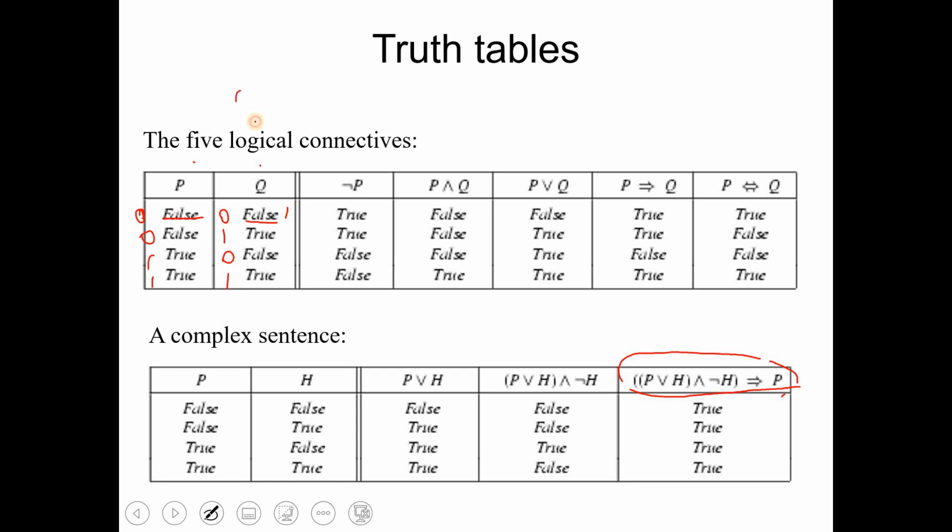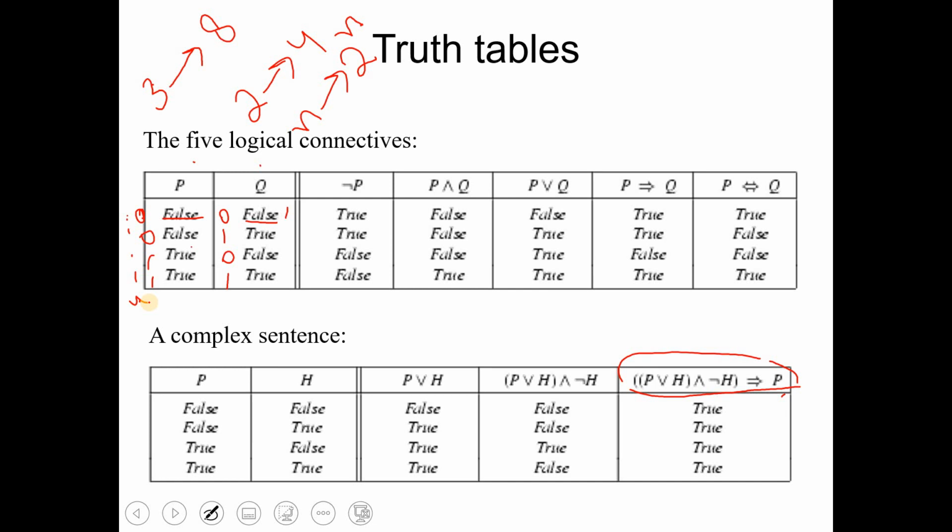For two variables, I will have 4 possibilities. Either both of them are false, or Q is true, or P is true, or both of them are true. If I have 3 variables P, Q and R, I can have 8 possible combinations of values. If I have n variables, I can have a total of 2 power n different combinations. So here you have 4 combinations. Like this I can have 2 power n combinations.